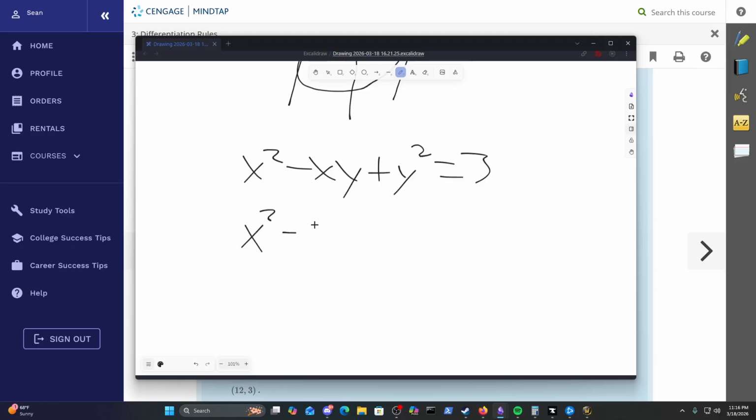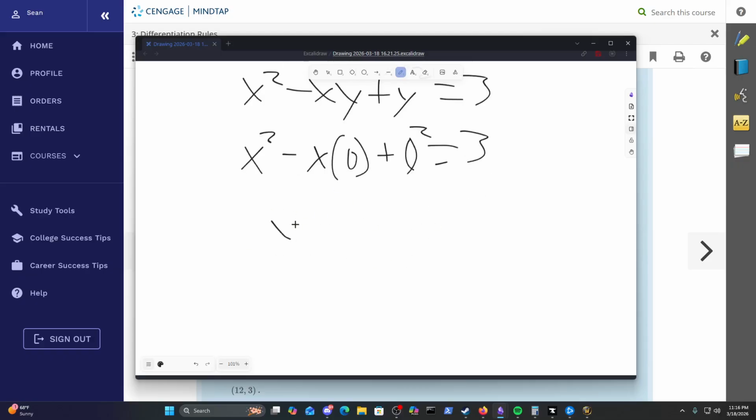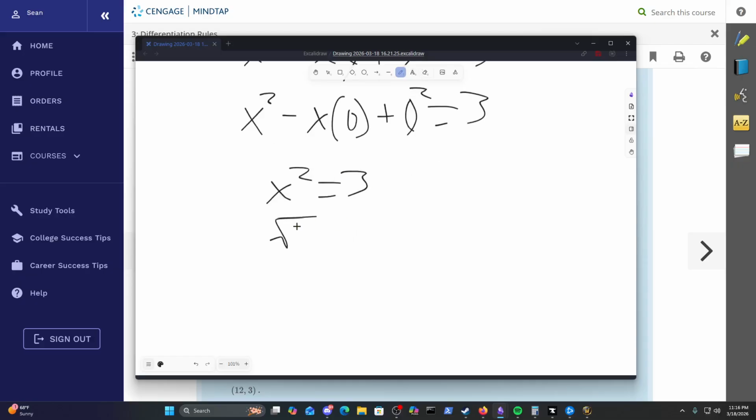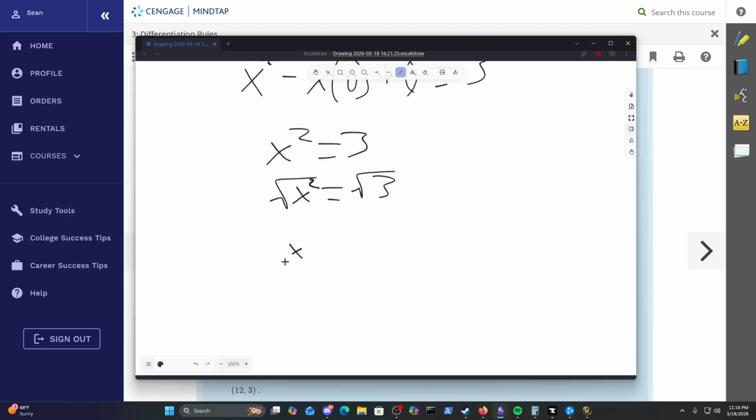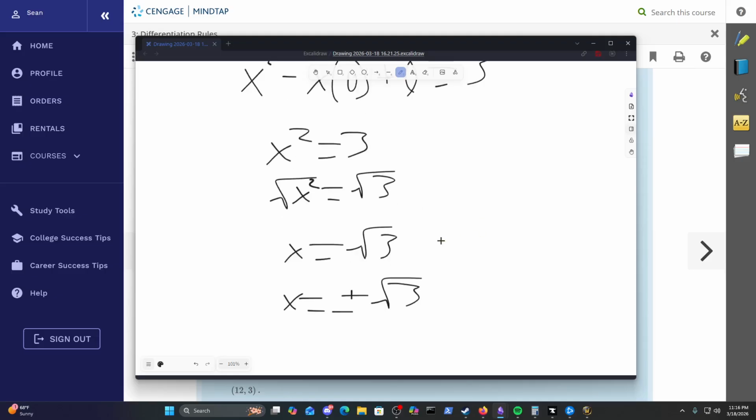So simply put, we just do that, plus 0 squared, equals 3, and then, of course, that just leaves us with x squared equals 3. How do we get rid of this? We just square root both sides, which leaves us with x equals square root of 3, which means it would actually be plus or minus square root of 3, right?